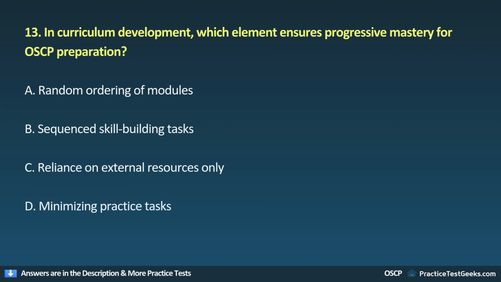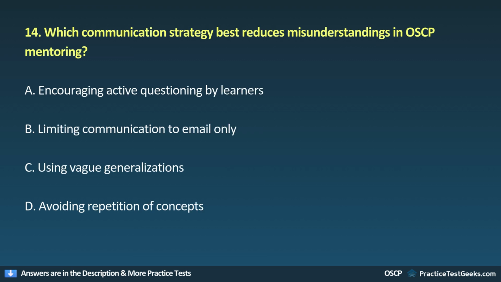13. In curriculum development, which element ensures progressive mastery for OSCP preparation? A. Random ordering of modules. B. Sequenced skill-building tasks. C. Reliance on external resources only. D. Minimizing practice tasks.